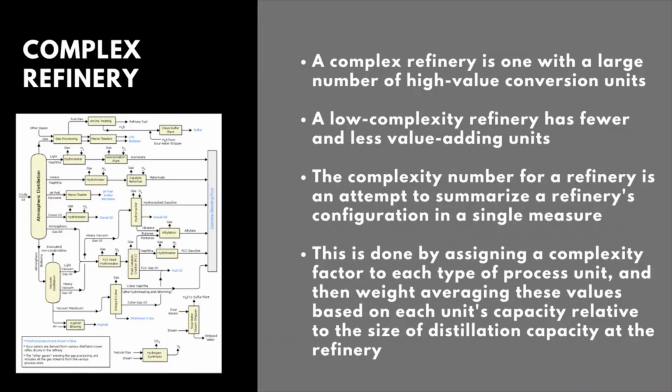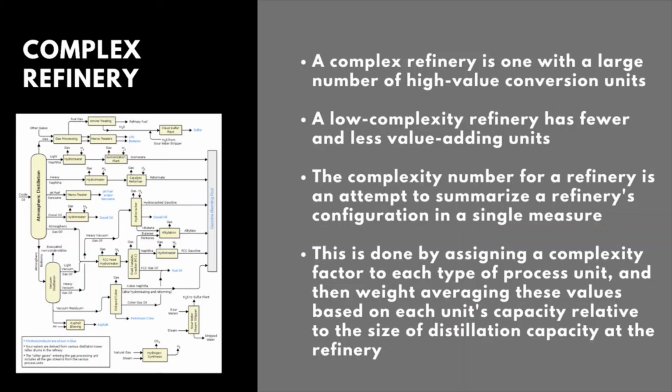Now let's try to understand a complex refinery. A complex refinery is one with a large number of high value conversion units. What does it actually mean? A complex refinery will have a lot of secondary processing units like a delayed coker unit, a fluid catalytic cracking unit, and a hydrocracker unit, so that all the residue is completely converted into valuable and useful products. A low complexity refinery has fewer and less value adding units.